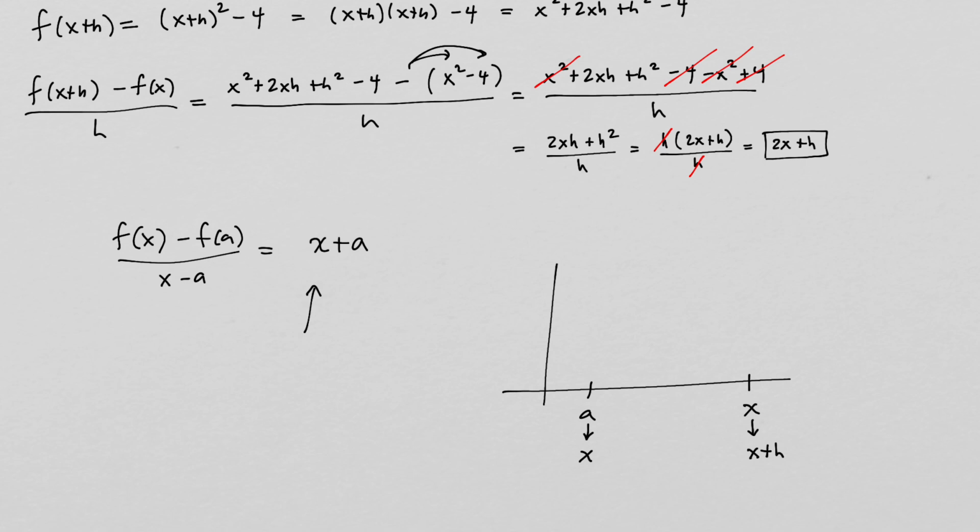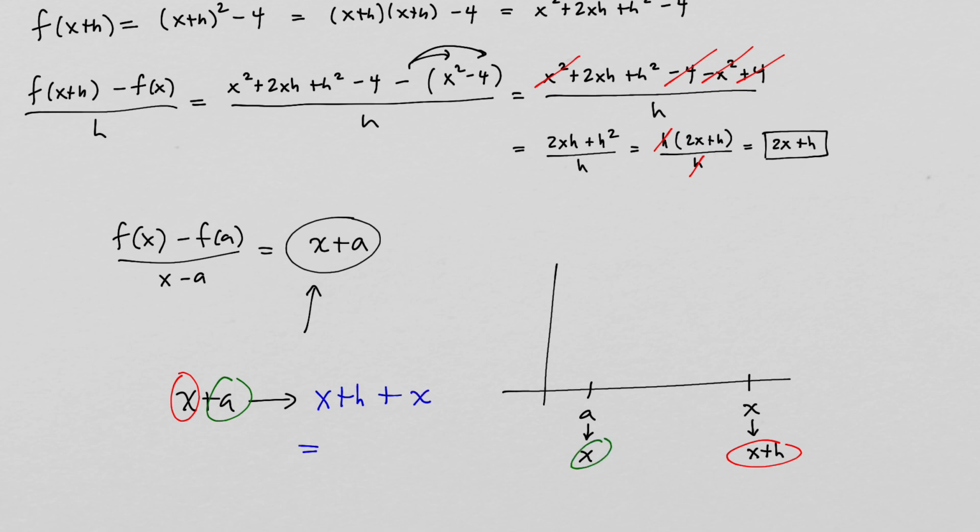So if you take this formula here and you replace x with x plus h, and then you replace a with x, notice that you get 2x plus h. So you get the same thing, all right? So how can there be two different answers for the same thing?